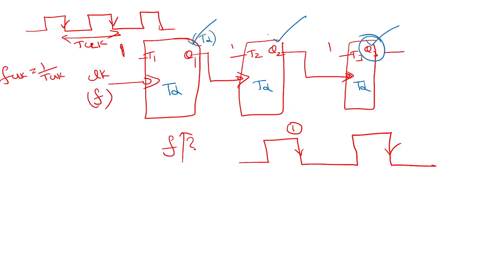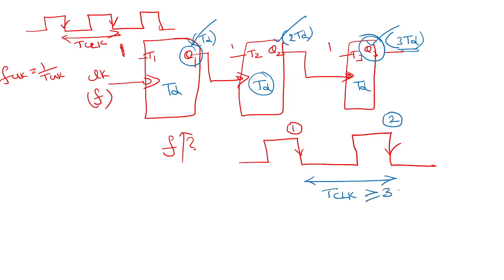Q1 gets stabilized after TD. Q2 gets stabilized after 2 times TD. Why? Because it has to wait for the data to be processed by Q1, then processed by this one. Q3 gets stabilized after 3 times TD. If you give enough time, only then can you apply the second clock. So the minimum time you need to wait is greater than or equal to 3 times TD. Let's say TD is 1 second, for example. You need to wait at least 3 seconds for Q3 to show the stable output, right?